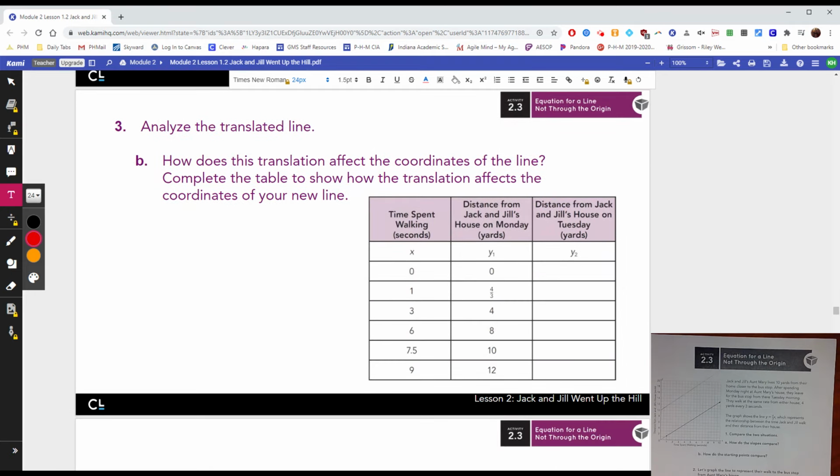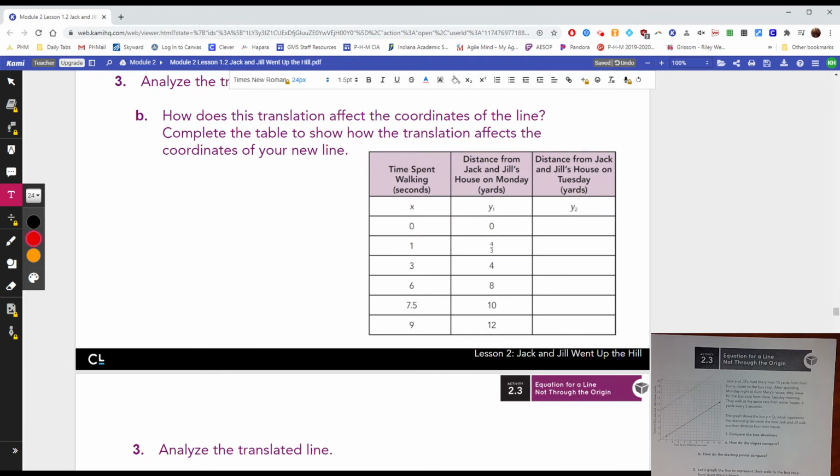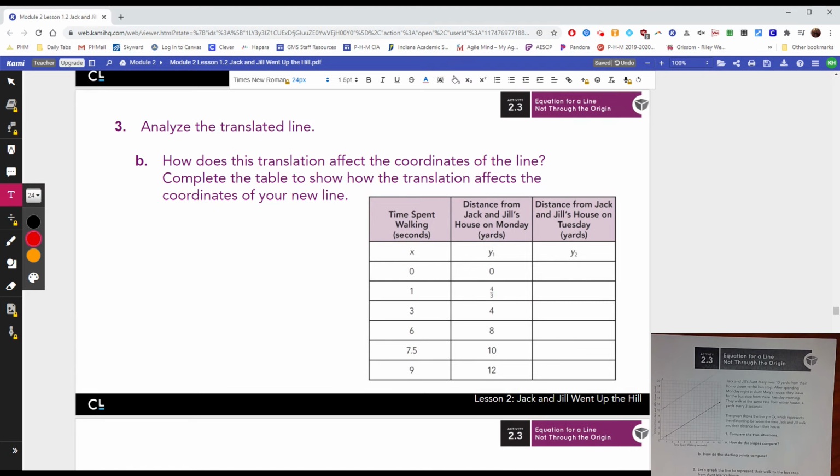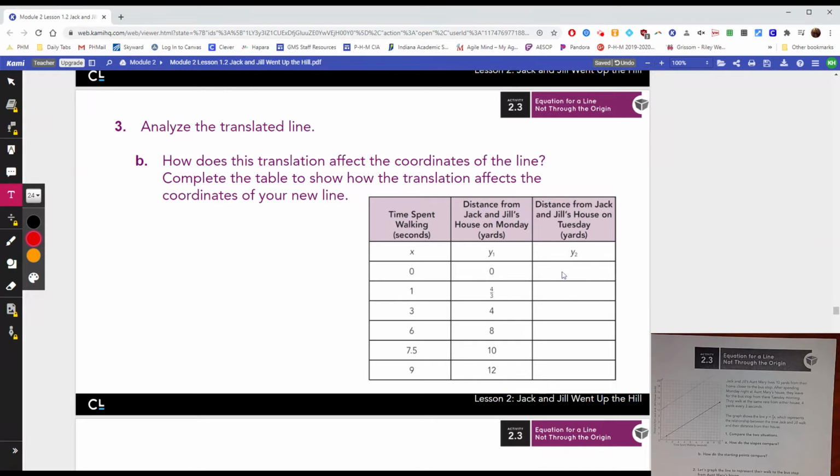All right, now we're going to look at how this affects the actual coordinates. So how does this translation affect the coordinates of the line? Complete the table to show how the translation affects the coordinates of your new line. Well, first of all, we know the starting point is not at 0. It's at 10.